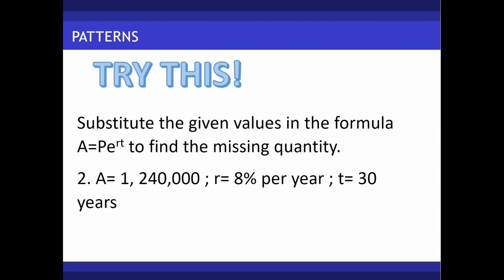Another one. Substitute the given values in the formula A equals P times e raised to rt to find the missing quantity. So for number 2, A is equal to 1,240,000 and r is equal to 8% per year, and t equals 30 years. Again, you can pause the video and later I will reveal the answer.